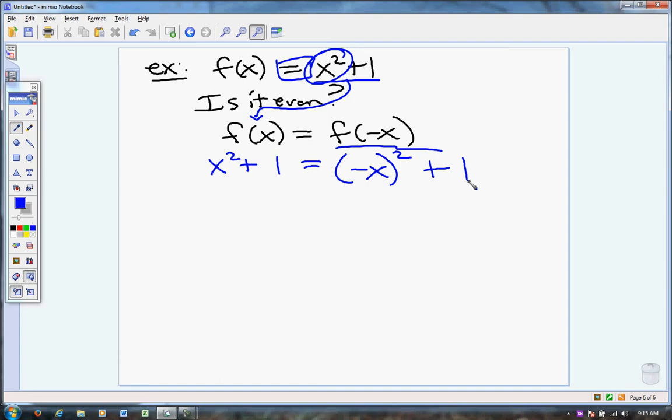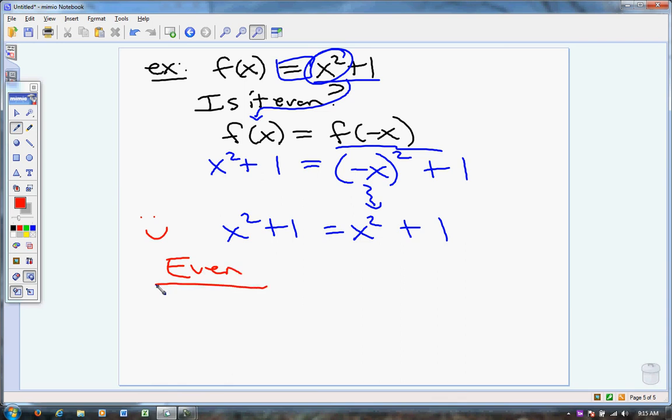Now, here's what I want to know. Is the left side equal to the right? What is negative x squared? Isn't it just x squared? Right? A negative times a negative is a positive. So x squared plus 1 equals x squared plus 1. Great big smiley face. This thing is even. We just proved that algebraically. Okay, and you're going to have to do that in homework.